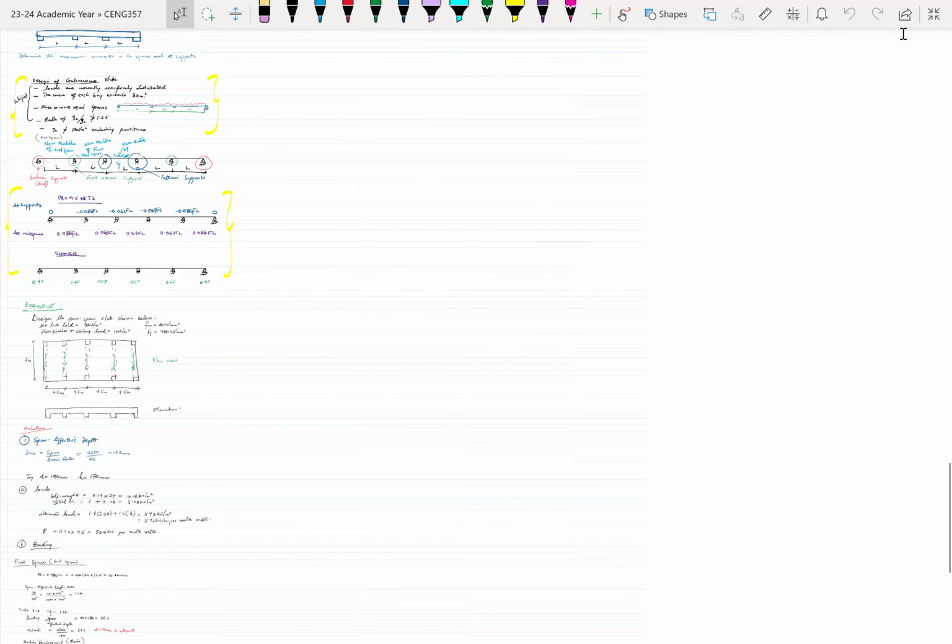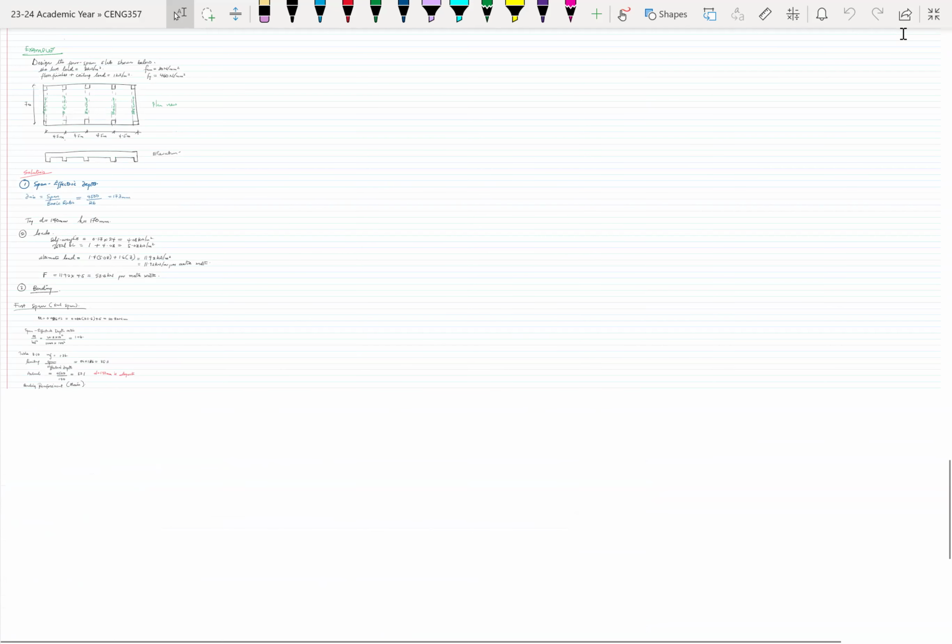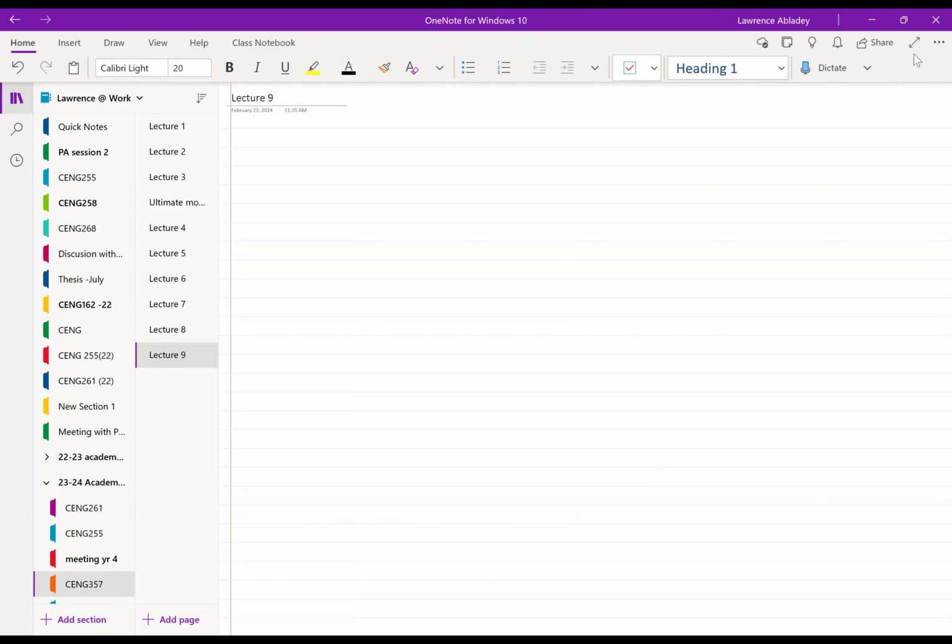Okay. So for today's lecture, we'll still be focusing on slabs. So let me put here: slab design. But in this case, we will be looking at slabs spanning in two directions.